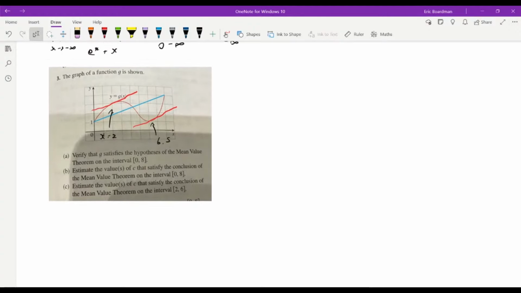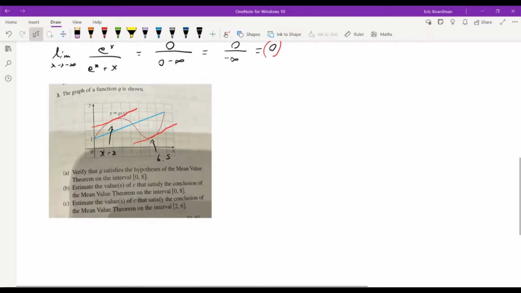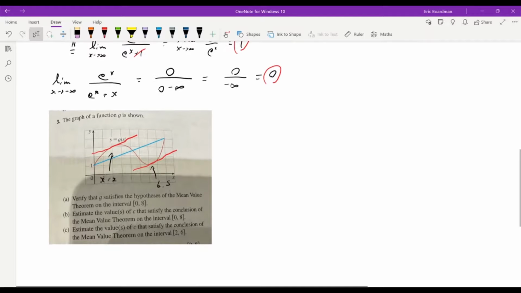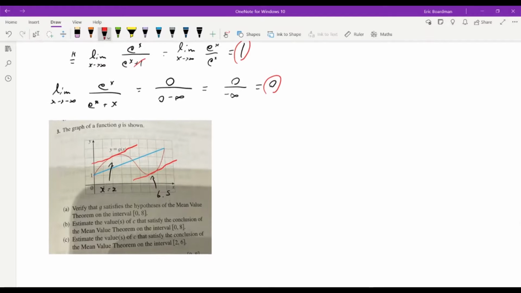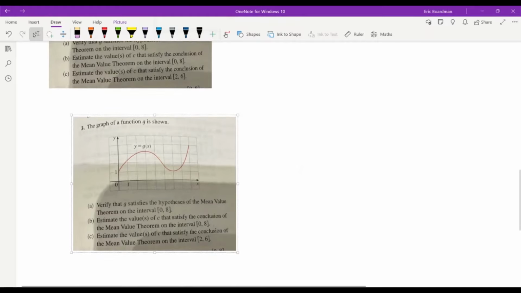So hopefully that's right. And then C, estimate the values of C that satisfy the conclusion of the mean value theorem on the interval 2 to 6. So the mean value theorem will still apply here, because obviously if it's continuous and differentiable on 0, 8, then it's going to be continuous and differentiable on 2 to 6. So I'll just copy this so we're not going on the same picture, but we have x equals 2 right here, and then 3, 4, 5, 6 right here.